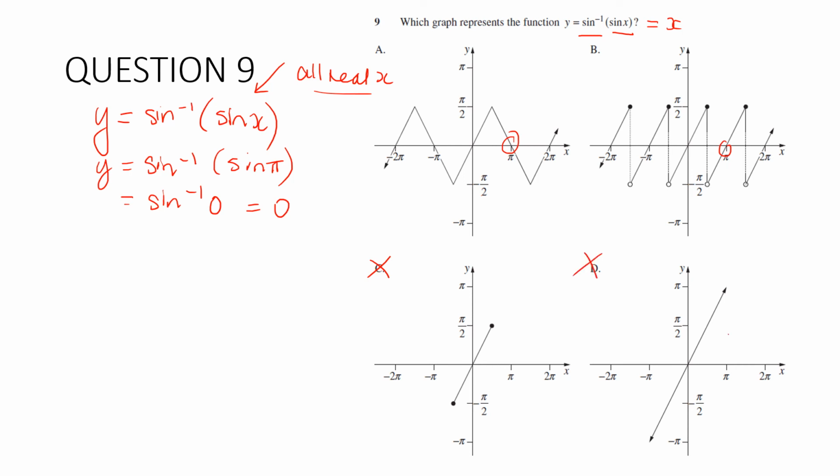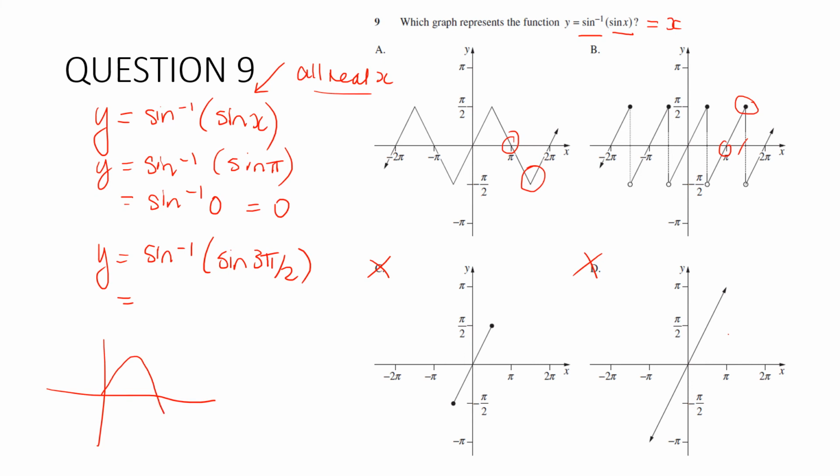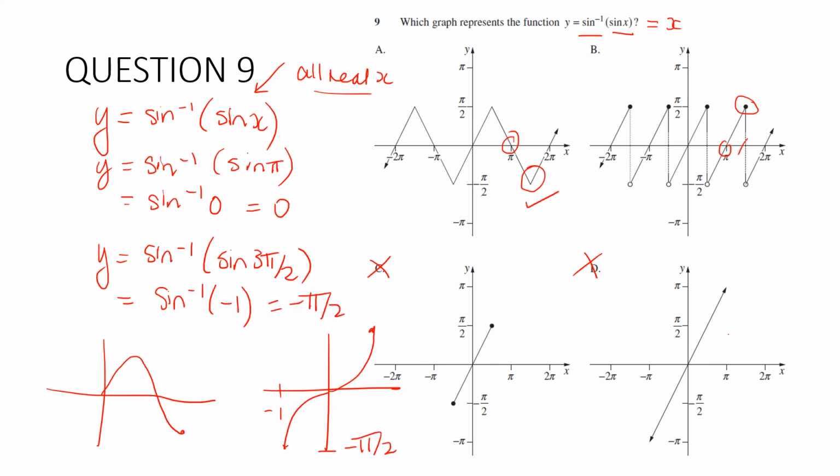Now, what else can we do? What's the difference between A and B? Let's test this point here. This is 3π/2. So y = sin⁻¹(sin 3π/2). Let's just draw normal sine. That's -1. So inverse sine of -1. Now we need to draw the inverse sine graph. -1 is -π/2. And so, it's this guy, it's A.